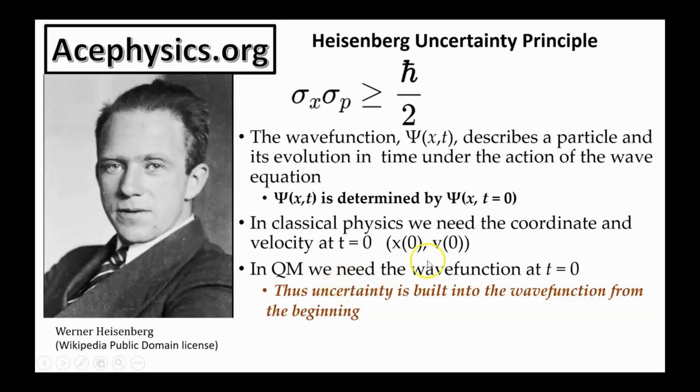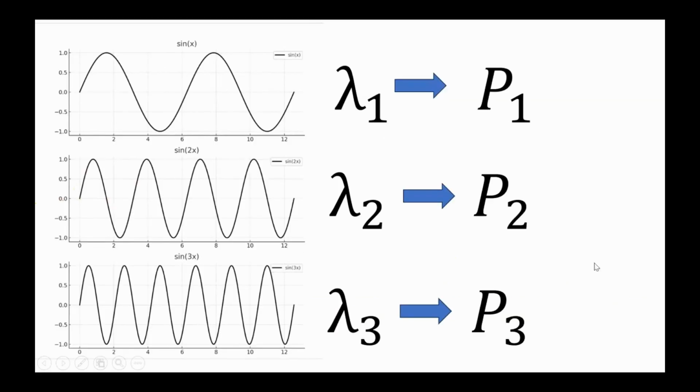In quantum mechanics, we need the wave function at time equals 0. Uncertainty is built into the wave function from the beginning. Uncertainty is not related to the measurement. The uncertainty does not arise from the measurement. The uncertainty is inherent within the wave function. In quantum mechanics, it's a fact, a postulate you can say, that the wavelength of a particle corresponds to its momentum.